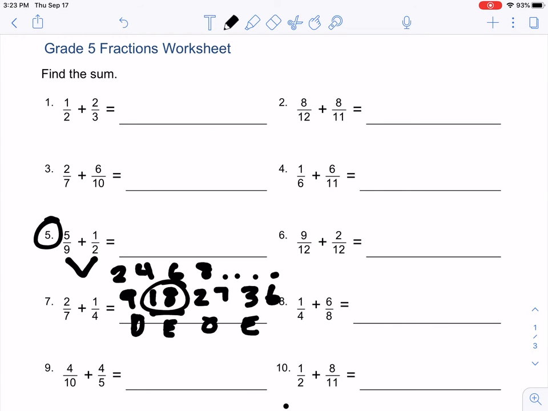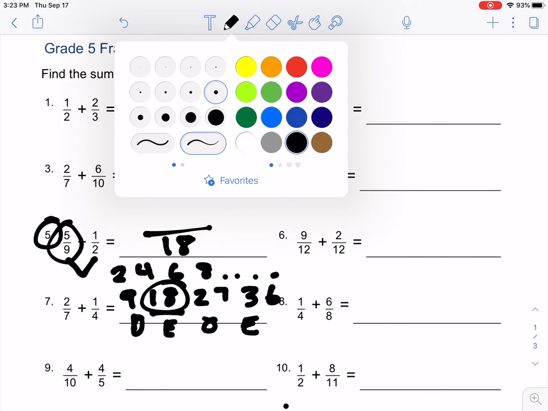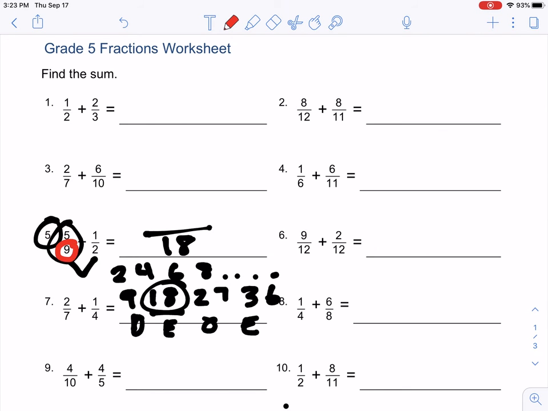So we know we're going to have 18 on the bottom. Then you look at 5/9 and figure out what you did to this 9 to make it turn into 18. In order for 9 to be 18, you multiplied it by 2. So we take the top number, 5, times 2, and that gives us 10.